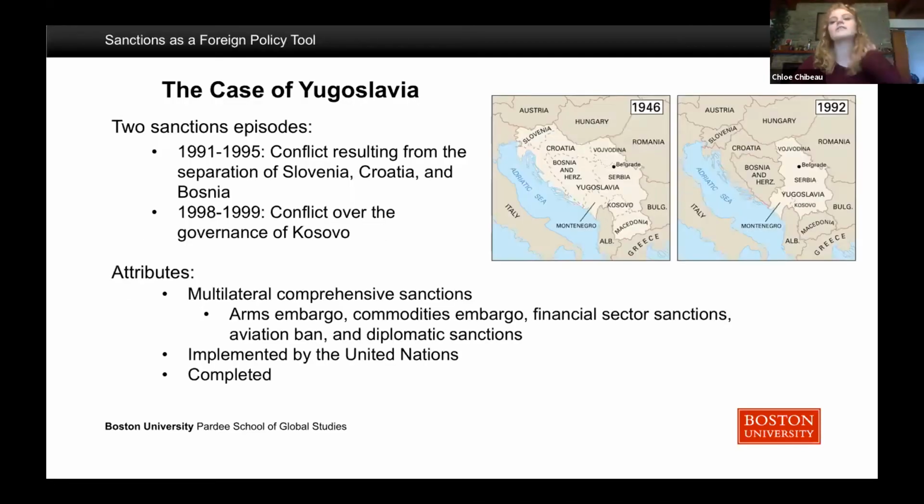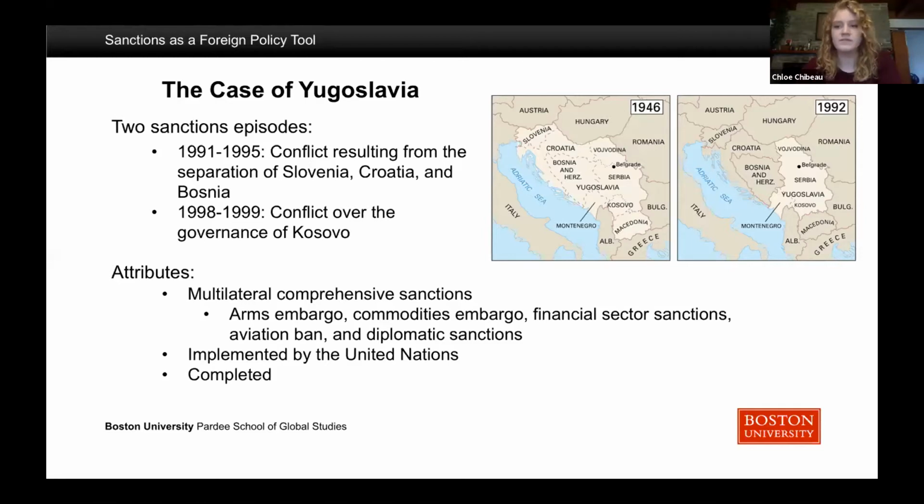So first, I'll give you some context for these two cases. In the case of Yugoslavia, there were two successive sanctions episodes. The first was in response to Croatia and Bosnia and Herzegovina seeking to become independent states from the former Yugoslavia. In this presentation, when I refer to Yugoslavia, I am referring to the Federal Republic of Yugoslavia, Serbia, and Montenegro, as seen in the right map, not the Socialist Federal Republic of Yugoslavia as seen in the left map.